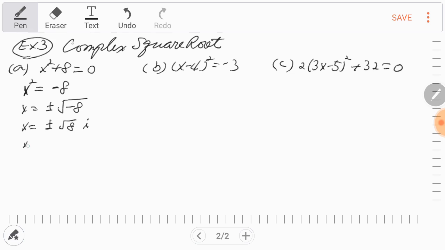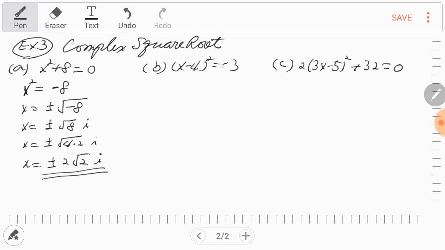And what is the square root of 8? That is 4 times 2. Then the square root of 4 is 2. Let me write one more step: square root of 4 times 2 i. So x equals plus or minus 2 times square root of 2 i. So one is positive, one is negative: 2 square root of 2 i. The solution is a complex solution, because the square root has negative 8 inside the square root symbol.